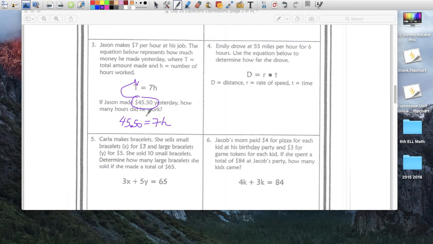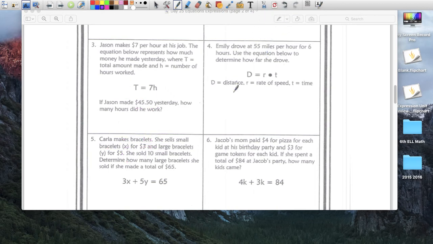So again, this is a multiplication equation, right? That says 45.50 equals 7h. So divide this by 7. These two 7s become 1, or just 1h, or just h. On the other side, I'm going to divide $45.50 divided by 7, and that's going to give us 6.5. So he works 6.5 hours.